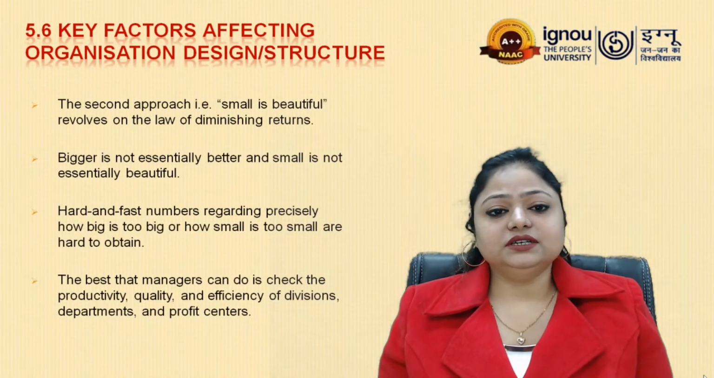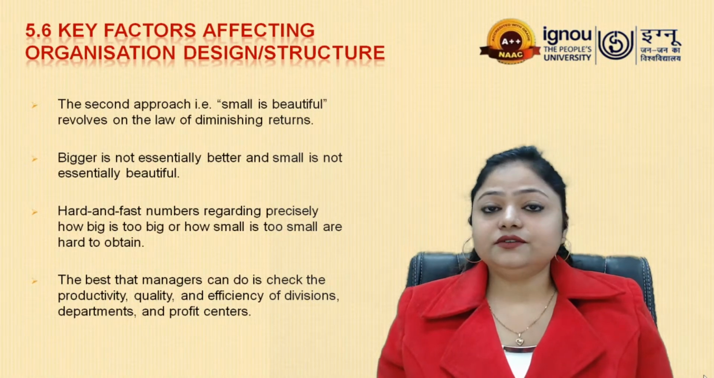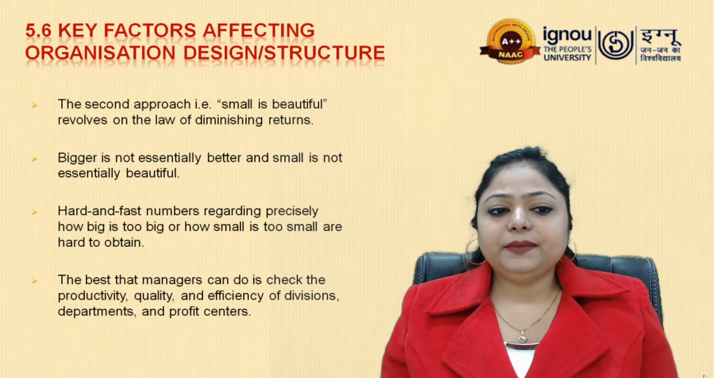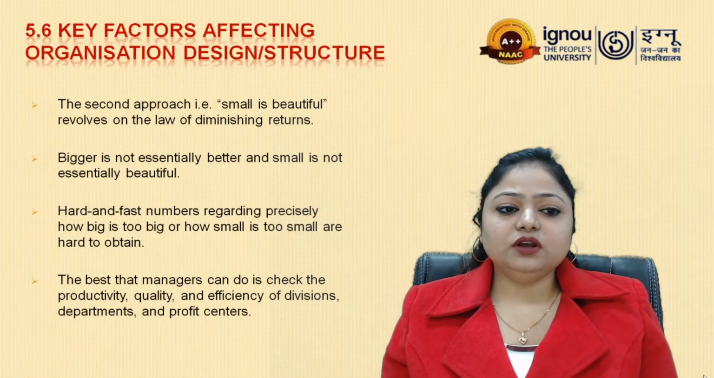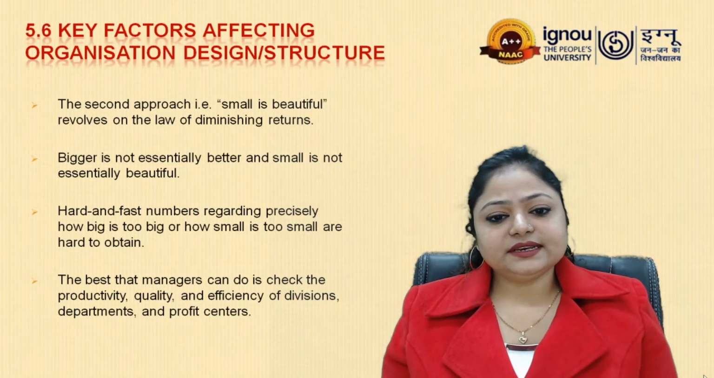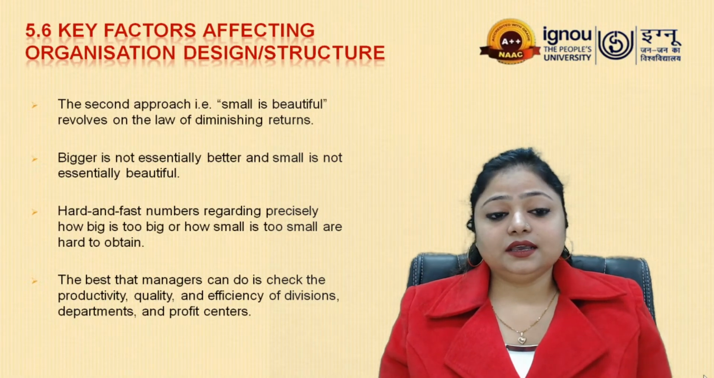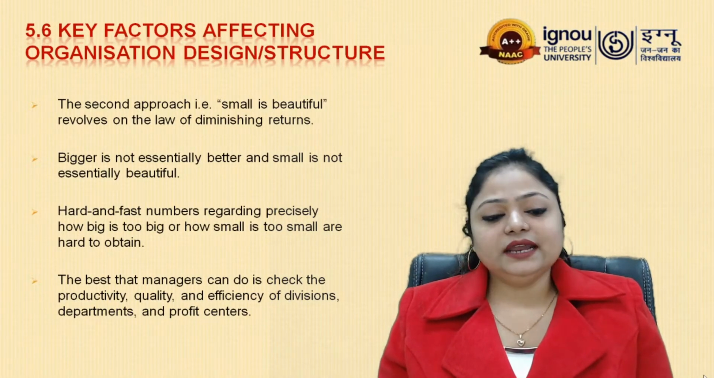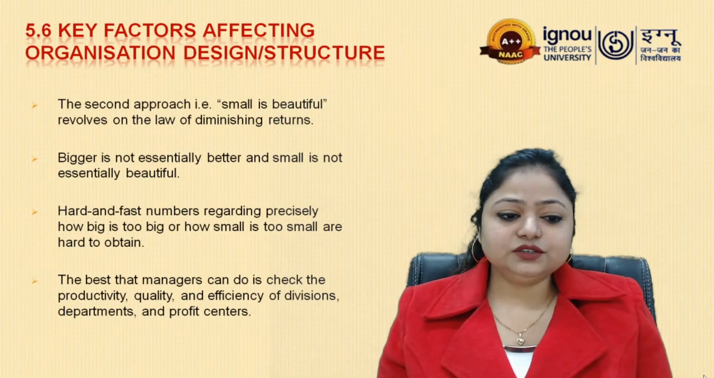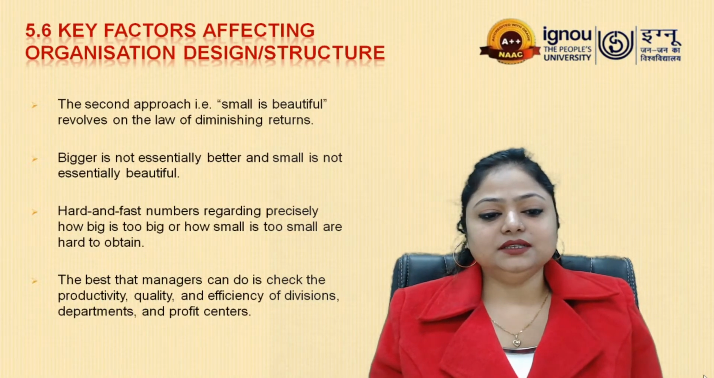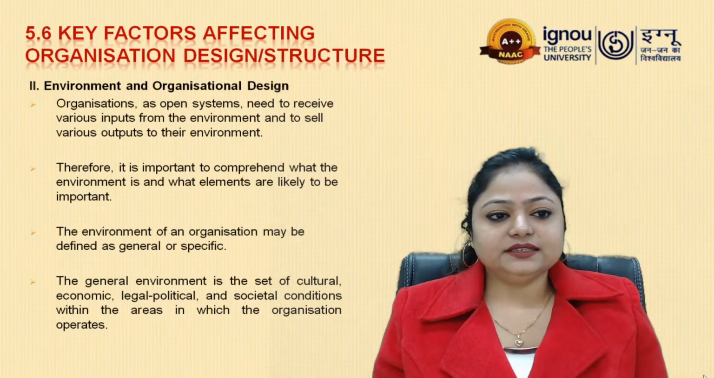And the second approach is small is beautiful, and it revolves around the law of diminishing returns. Now, bigger is not essentially better and small is not essentially beautiful. It should be kept in mind while designing the overall structure. So, hard and fast numbers regarding precisely how big is too big and how small is too small are hard to obtain. How to decide? So, the best that managers can do is to check the productivity, quality, and efficiency of the decision departments and profit centers of the organization.